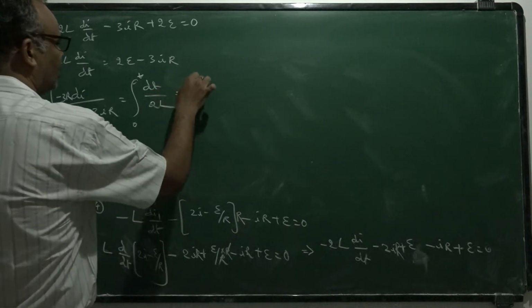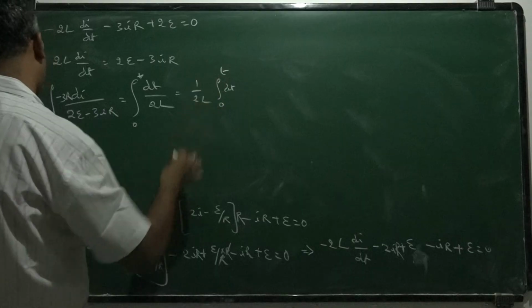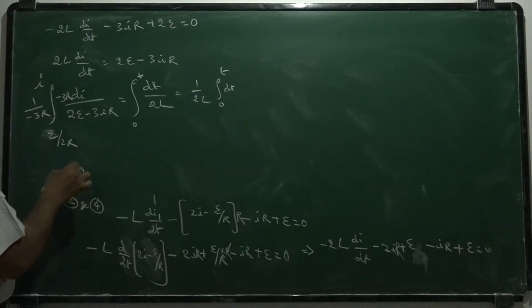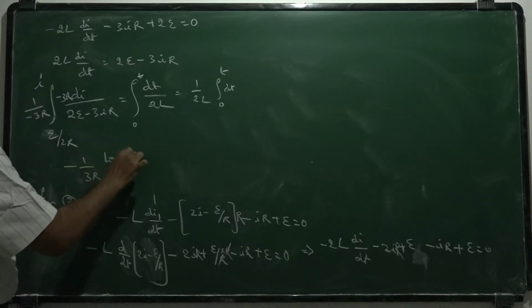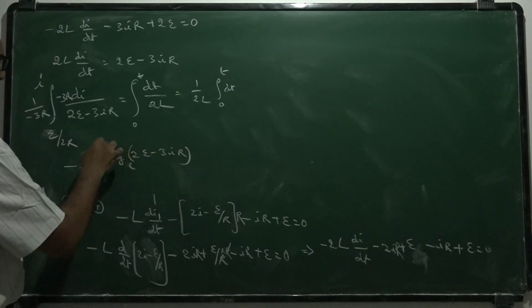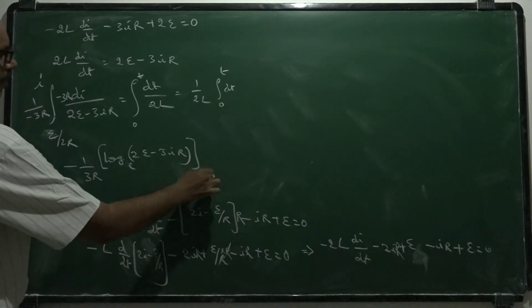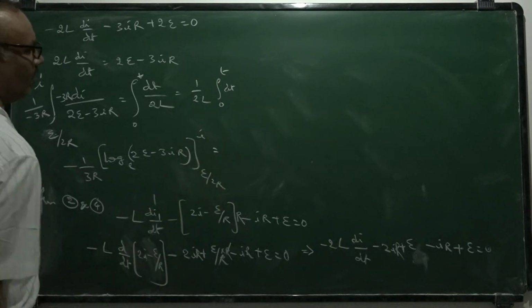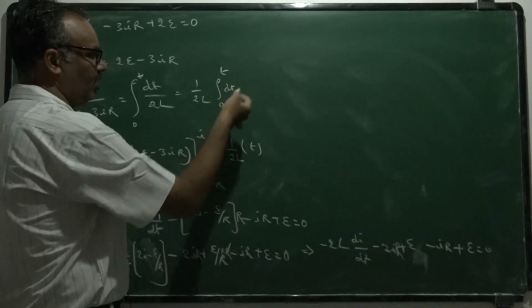Even in this case, 2L is constant, integral dt from 0 to t. So minus 1 by 3R into log of 2E minus 3IR to the base e, with limits from E by 2R to I. This side, 1 by 2L into t minus 0, t only.